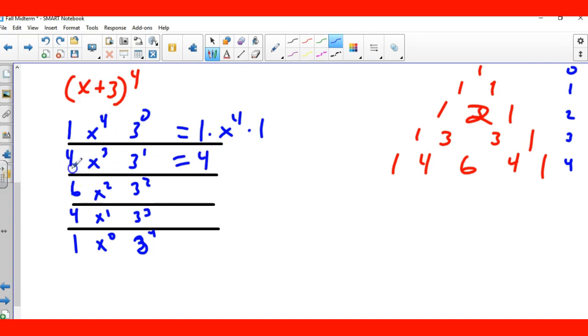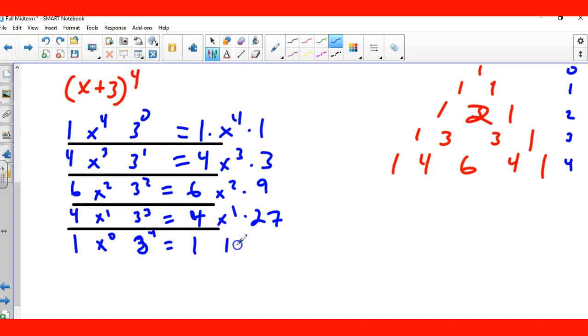We have 4. X cubed is x cubed. 3 to the 1st is 3. You have 6. X squared. And 3 squared is 9. Now I have 4. X to the 1st. 3 cubed is going to be 27. You have 1. X to the 0 is 1. 3 to the 4th, guys, is going to be 81.